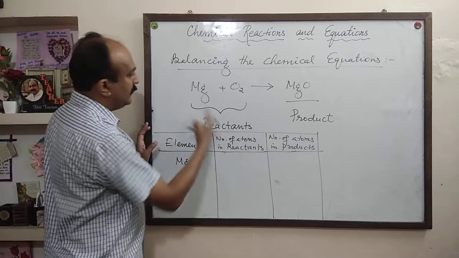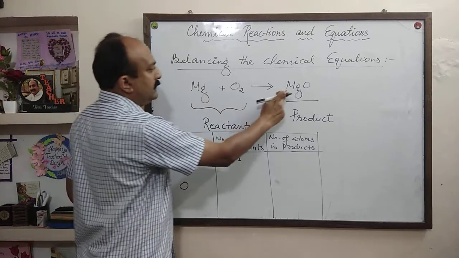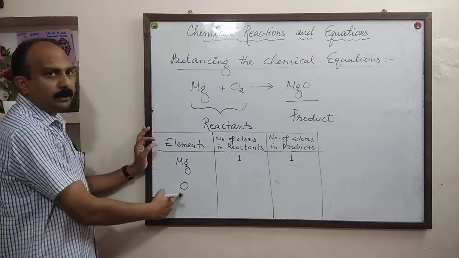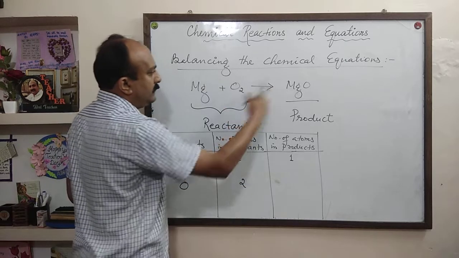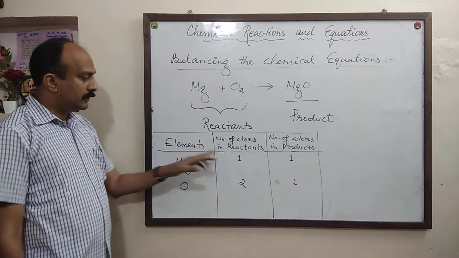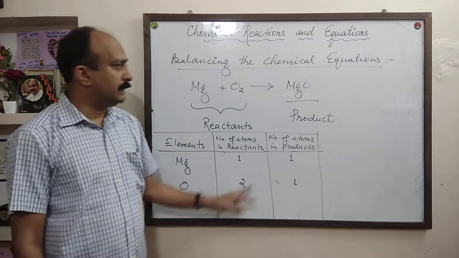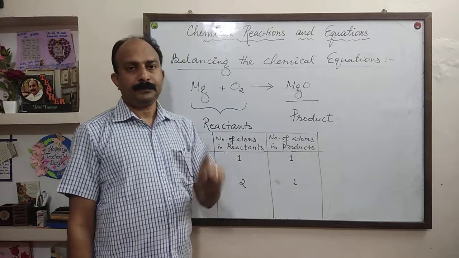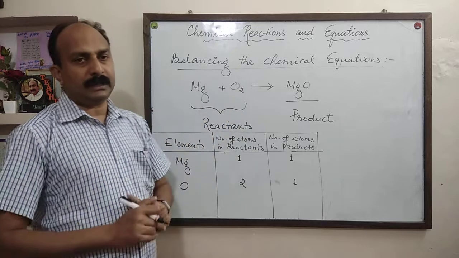What is the number of atoms in reactant? Number of atoms of magnesium in reactant is 1. What is the number of atoms of magnesium in the product? Here also it is 1. Now come to oxygen. What is the number of oxygen atoms in the reactant? It is 2. What is the number of oxygen atoms in the product? It is 1. So, this is okay. Mg 1 and 1, it is balanced. But oxygen is 2 in the reactant, but there is only 1 in the product. So, this is not balanced. So, now our aim is to make the number of oxygen atoms equal on both the sides.